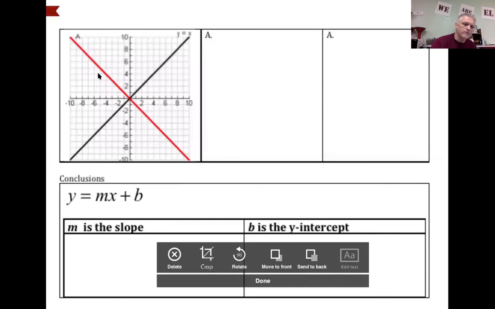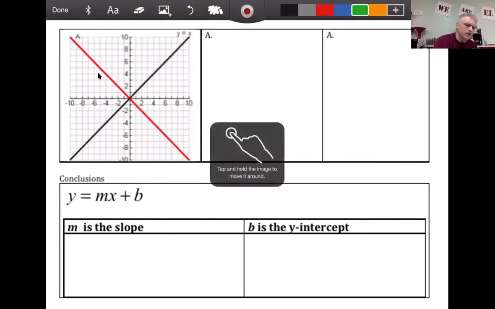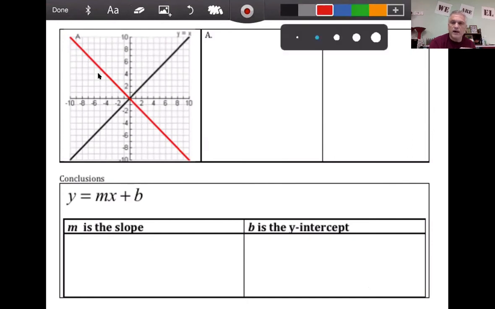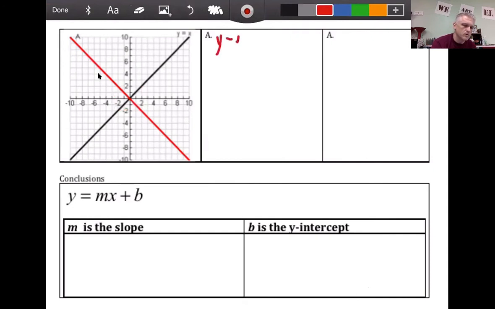We look at our next graph, and this time all we have is the parent function and line A. Well, what do they have in common? Their y-intercept is still the origin, so it's at (0, 0). The y-intercept is at 0 because it crosses the origin. But what about the slope? Well, the parent function rises 1, runs 1, so the slope is 1. We know that because it's y equals 1x plus 0.